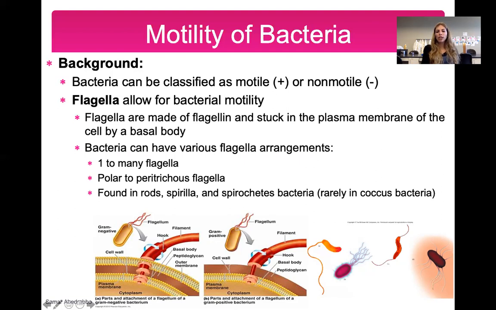We see flagella in all types of bacteria. We can see them in bacteria that are rods, bacteria that are spiral, bacteria that are spirochetes. I just want to mention that in coccus-shaped bacteria, which again are the round-shaped bacteria, flagella are not that common. So coccus bacteria can still be motile, but it's not that common. So most coccus-shaped or round-shaped bacteria are non-motile.